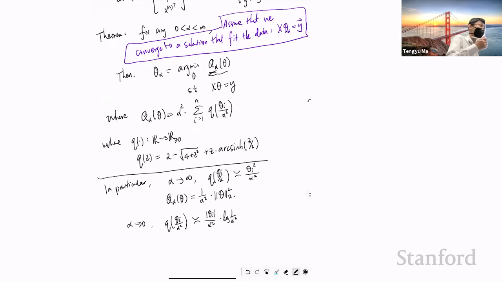So then this means that Q alpha theta is in some sense the 1 norm of theta, I guess, over alpha square times log 1 over alpha square. But the constant doesn't really matter because it doesn't change the order of the different theta. One thing about your infinity is Q theta I alpha squared is approximately theta I squared. Oh, sure. That's what I mean. Yeah.